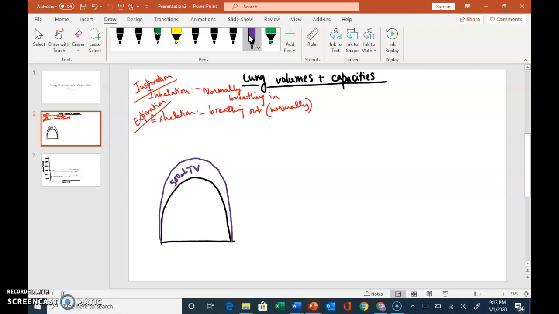Okay. So you are taking in tidal volume. Now when you are breathing out, or when you are performing expiration, you are breathing out this volume, right? So usually, when we are breathing in and breathing out, we are taking in 500 mils and we are breathing out 500 mils. So the volume kind of oscillates between these two values, right? Breathing in, breathing out. And that is our tidal volume.